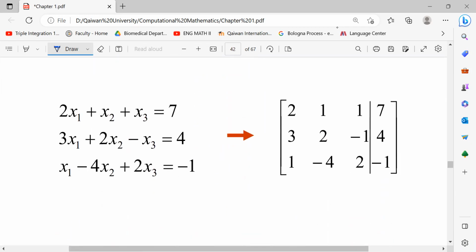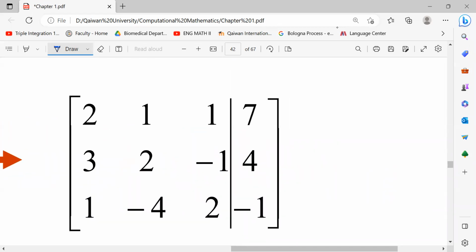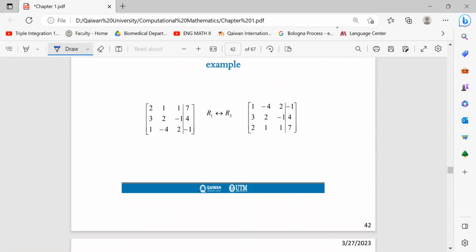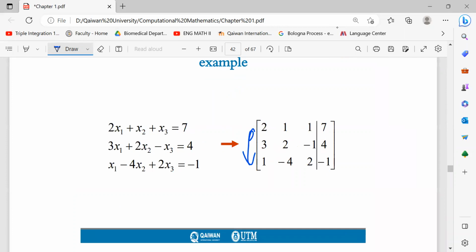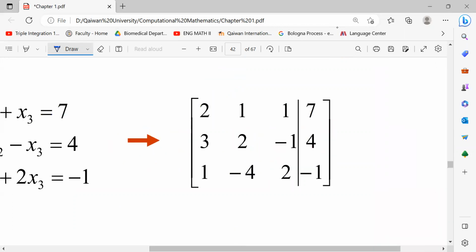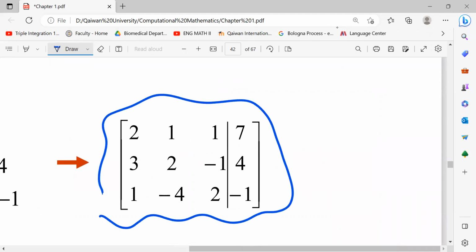This is the augmented matrix. Now, you can interchange these two rows, as we did before. We need to convert this matrix to reduced row echelon form. One of the conditions of reduced row echelon form is that the leading entry must be 1.